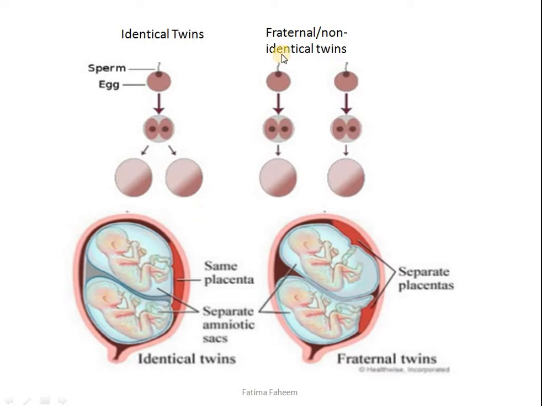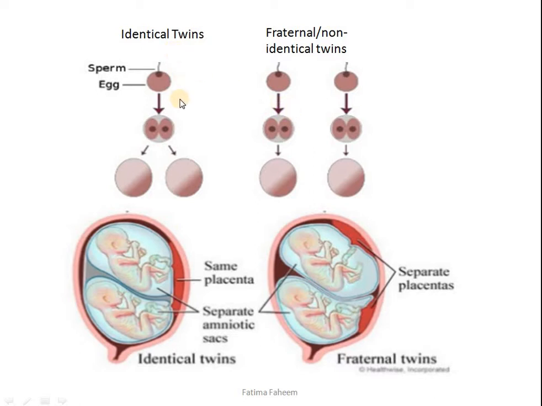On the other hand, fraternal or non-identical twins happen here, where you can see that two sperms are fertilizing two different eggs. So the individuals are formed from two different zygotes. Here you can see that both of these individuals have separate placentas. Both of them may have different genders, and they will have different physical features also. So this is the difference between identical and non-identical twins.